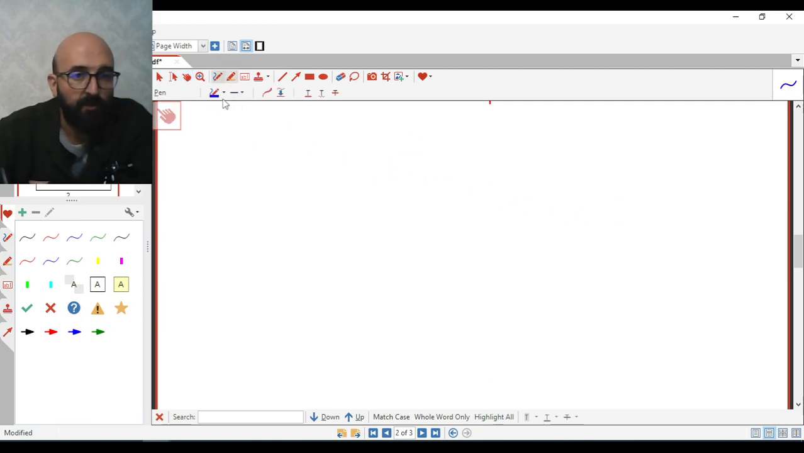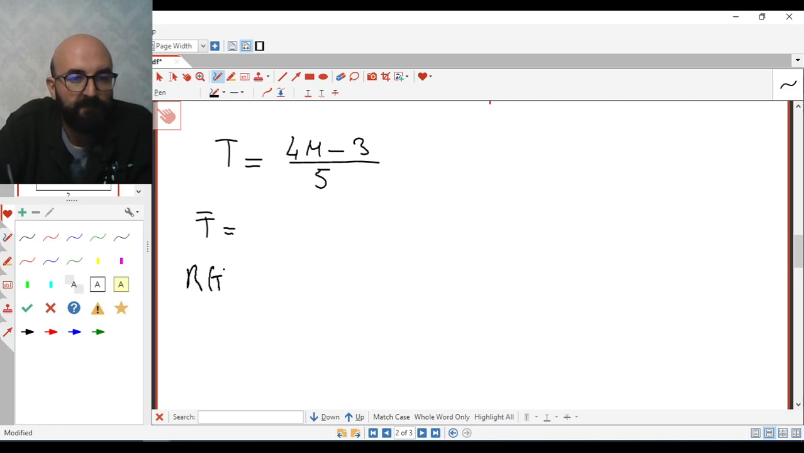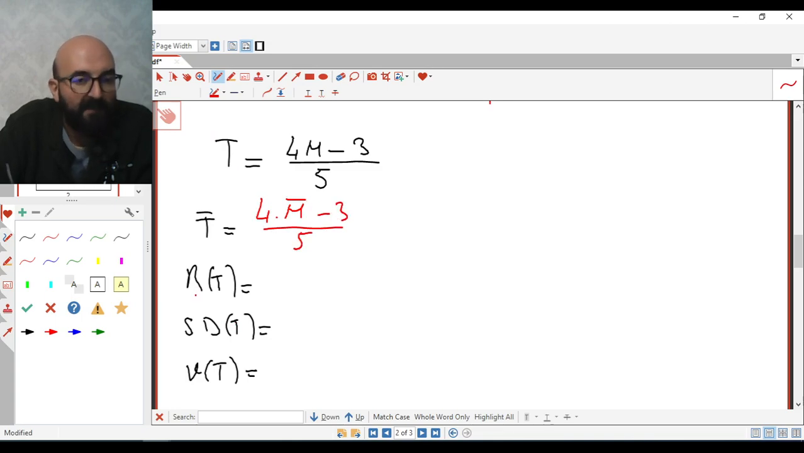And I want to write one more example. For example, T equals (4m minus 3) over 5, and we want to write the mean of T, the range of T, the standard deviation of T, and the variance of T. So the mean of T means 4 multiplied by the mean of m minus 3 over 5, and the range of T is only affected by the factor of m.